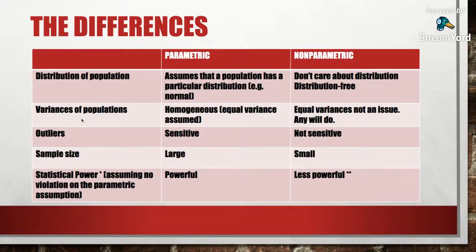Now, in terms of the variances of population, this was in your module, the standard deviation, then you have variance. When we talk about variances, it's the square of the standard deviation. Now, for the variances of populations, for a parametric test, it should be homogeneous. In other words, they should have equal variances assumed. I'm sorry about the noise.